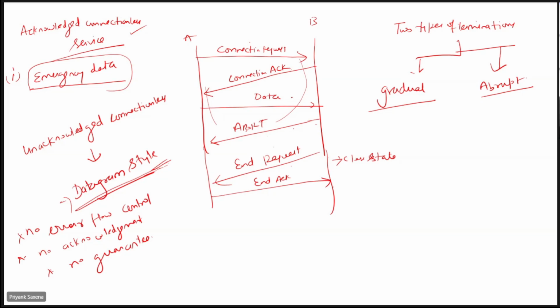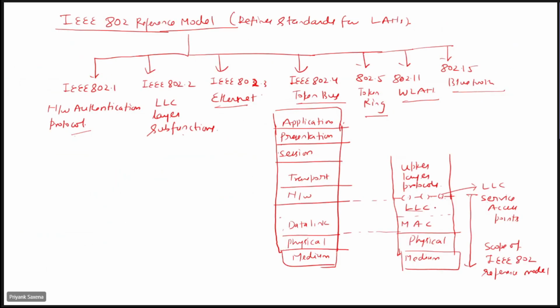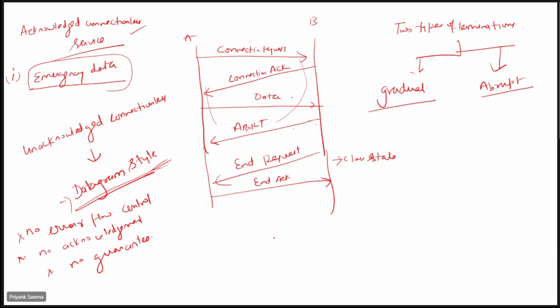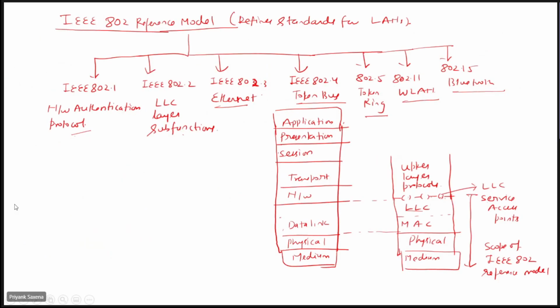So LLC, which is referred to as logical link control, okay? It provides three types of services: acknowledged connectionless service, unacknowledged connectionless service, and connection oriented service. So can you tell me examples, what are connection oriented services? Can you give any example of connection oriented service? Speak.